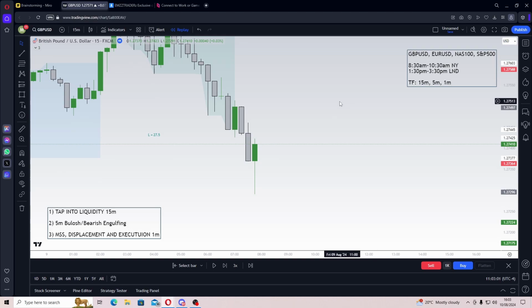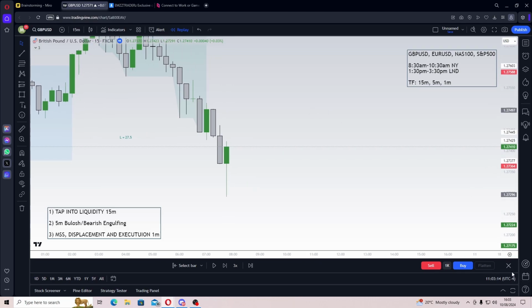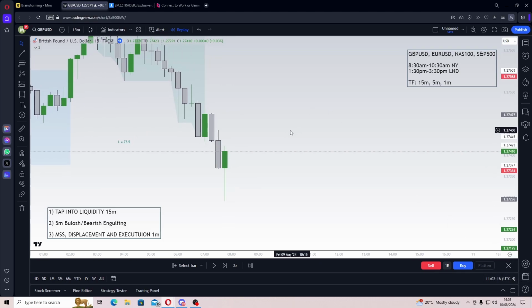So first off, what we need to do is be on a 15-minute time frame because this works on GBP USD, Euro USD, NAS 100, and S&P 500. Okay, you need to be within the 8:30 a.m. to 10:30 a.m. New York time. Okay, this is New York time, UTC -4 right here.